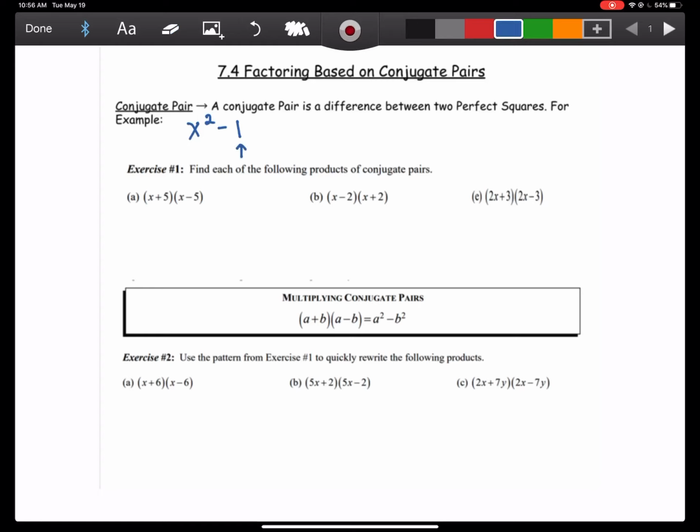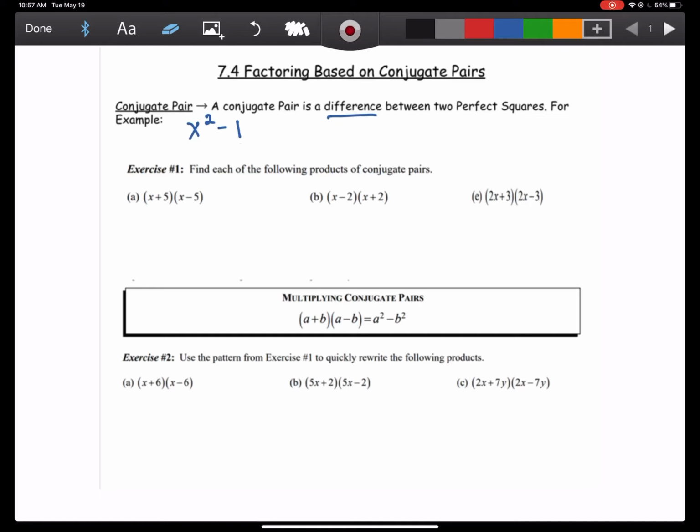And notice I'm not talking about the negative. I'm only talking about the 1 itself. So the 1 is a perfect square because it's found by 1 times itself. And the minus sign is very important here also because this is the difference. This is the part about it being a difference of two perfect squares. So the minus sign is the difference piece of that.